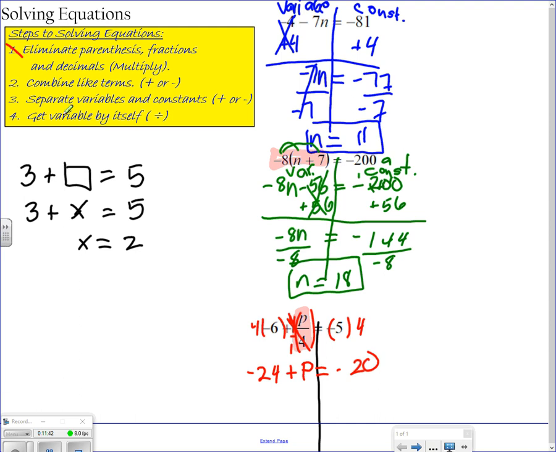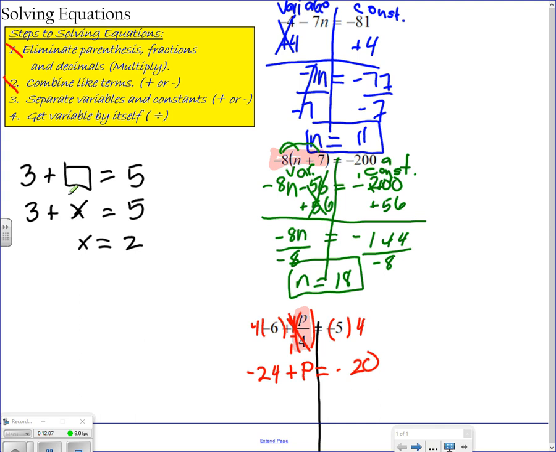Number 2 is combine like terms, and you do the addition and subtraction. Okay, on the left side, the left only, can I combine these two? The answer is no, they cannot be combined because they're not alike, they're different. Right side, can I combine this? The answer is no because it's by itself. So number 2, I couldn't combine anything.